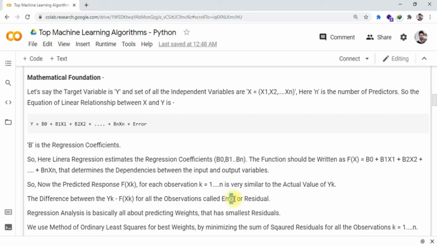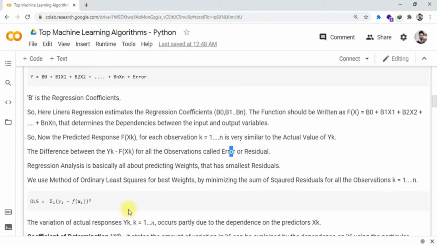To reduce these errors to a minimum value, we use a mathematical method called the ordinary least squares method. This method is used to minimize the error by squaring those errors and summing them. As you see in the formula here, it is just the summation of every error squared.